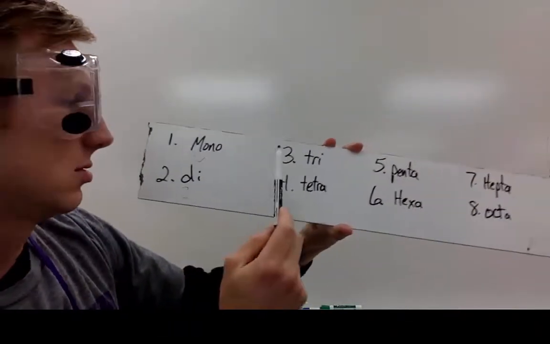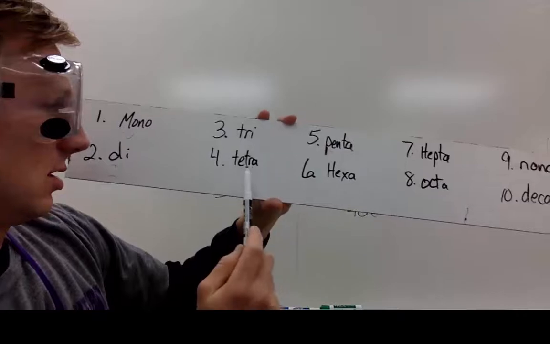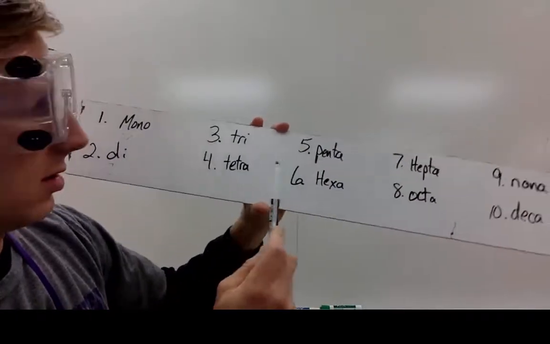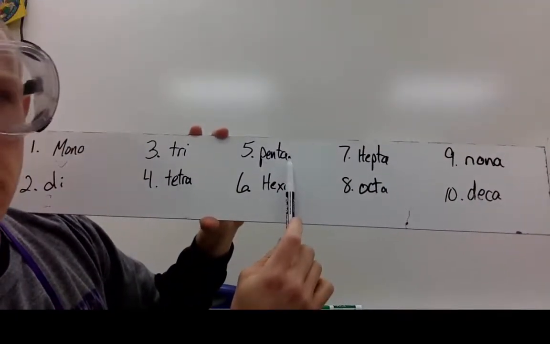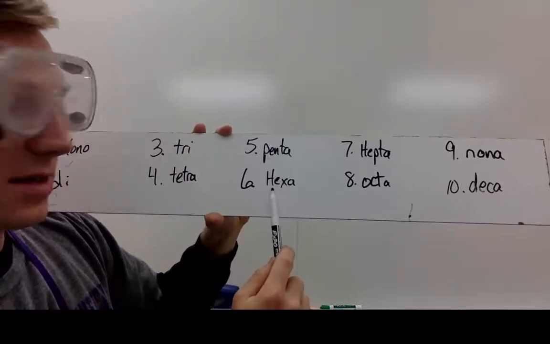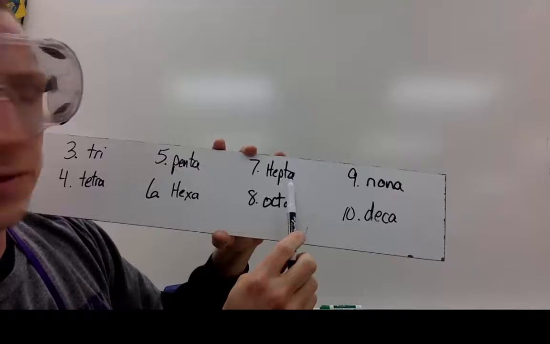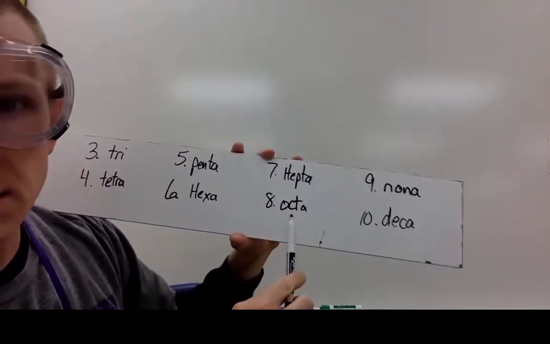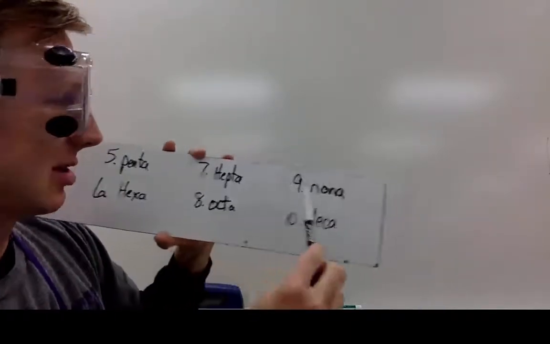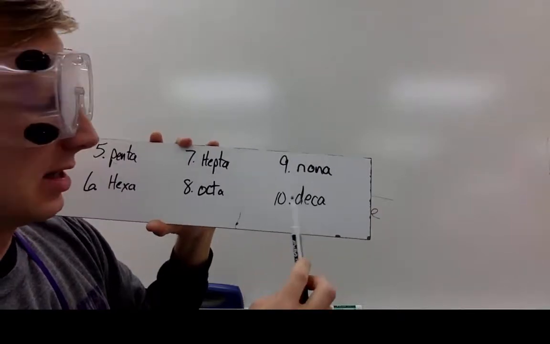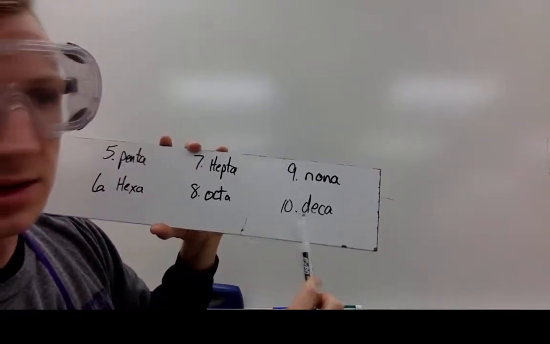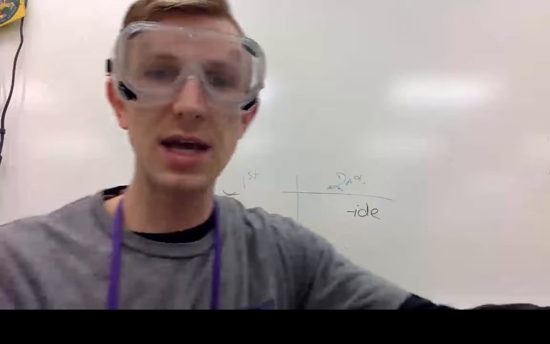Di means two, tri means three, tetra means four. Penta means 5, so think like pentagon. Hexa means 6, like hexagon. Hepta means 7. Octa means 8. You can think octopus. There's a lot of octa words. Nona means 9. And then deca is 10. If you can memorize those 10 different prefixes, you're good to go.